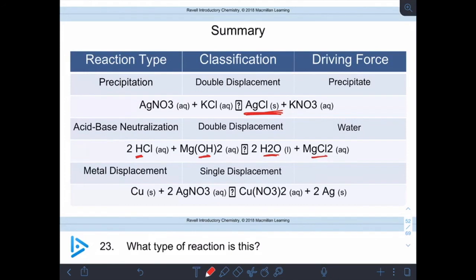And then metal displacement is simply, you start with one solid metal on the left and a different solid metal on the right. Okay, so we just have a single displacement reaction right here.